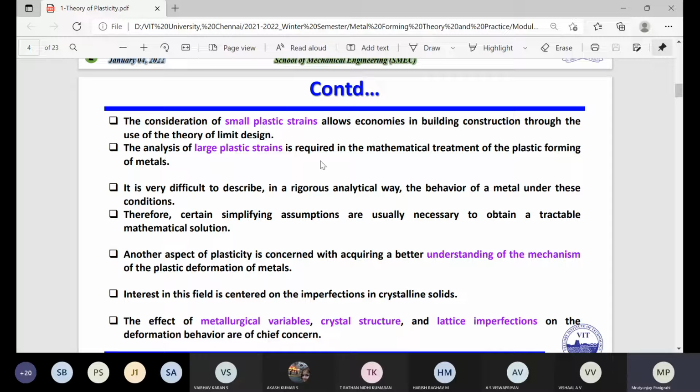And the analysis of large plastic strain is required in the mathematical treatment of the plastic forming of metals. Whenever you go to mathematical modeling or simulation, some kind of ANSYS or other software, why are you using it? Because you are predicting. I remember some students telling me, sir, I can apply the load or maybe the weight also. A lot of parameters are there. You cannot stick to only 2 or 3 parameters.